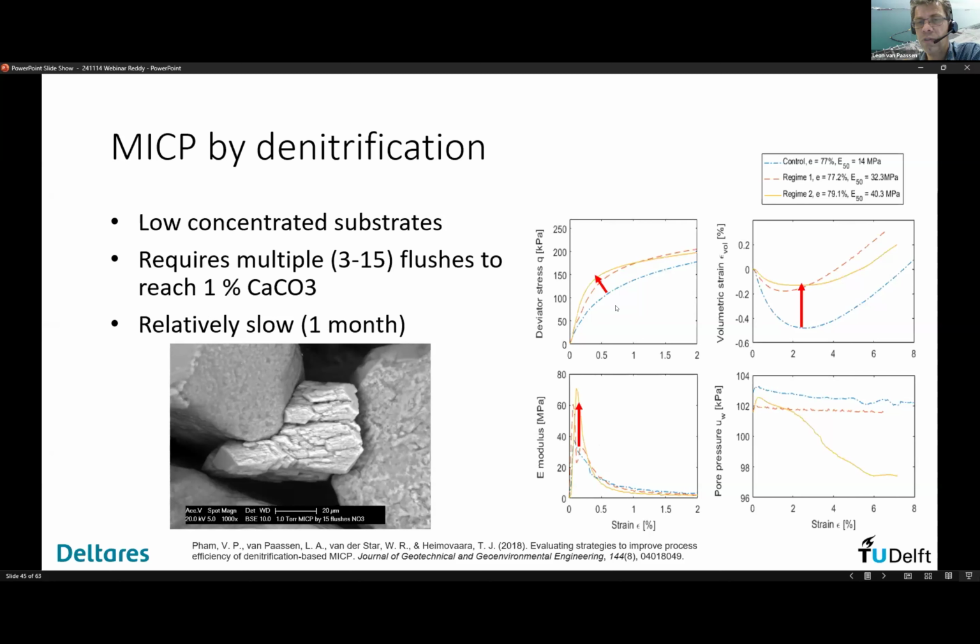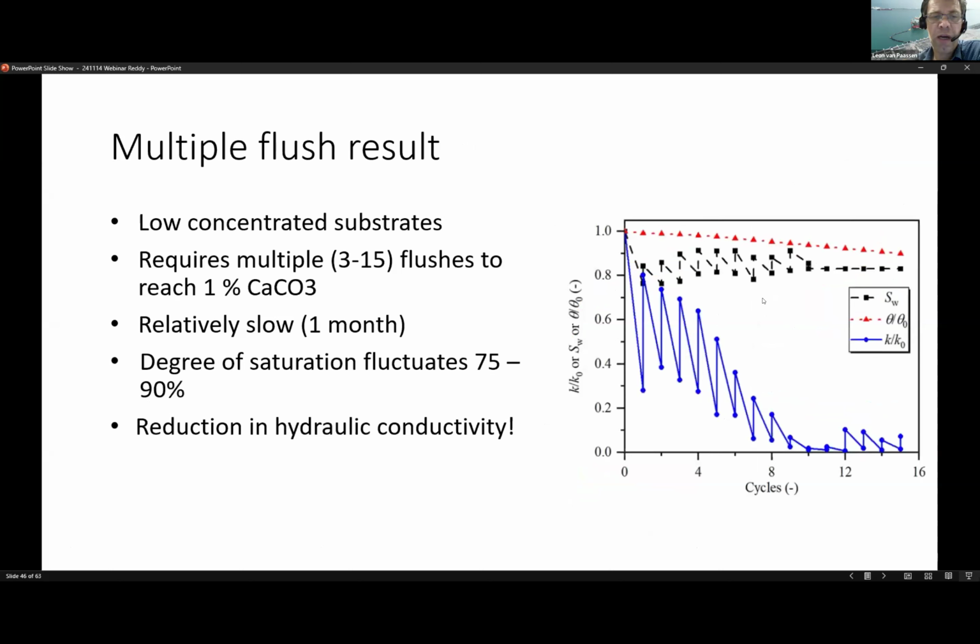So, I mentioned one of the byproducts was the nitrogen gas and the CO2. We expected that if you have many different flushes, you produce more gas, but at a certain moment, you create a continuous gas phase and the gas may vent out of the system. In sand column experiments, we found that the saturation ranged between 75% during production of the nitrogen gas to 90% during the next flush when we flushed in new substrates. However, even though the degree of saturation remained almost constant, each flush still generated more biomass and more calcium carbonate.